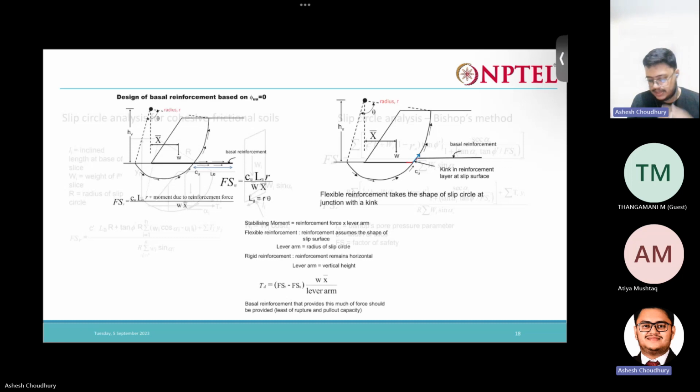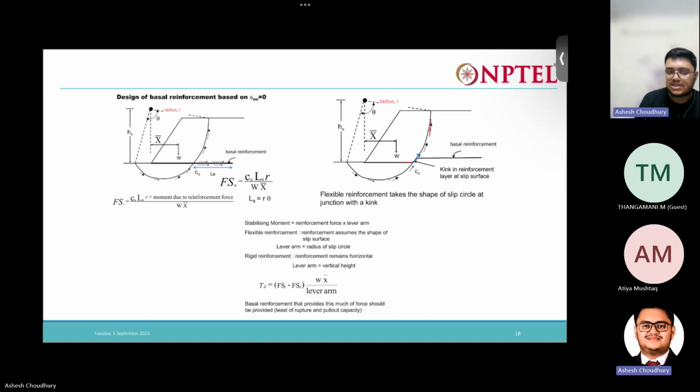So here is how the factor of safety is determined. Cu times L times R is nothing but the mobilized cohesion times the length of the arc, where the arc length is L times R, divided by the destabilizing force. What is the destabilizing force? It is nothing but the destabilizing moment, which is the moment due to the weight of the soil mass, right?